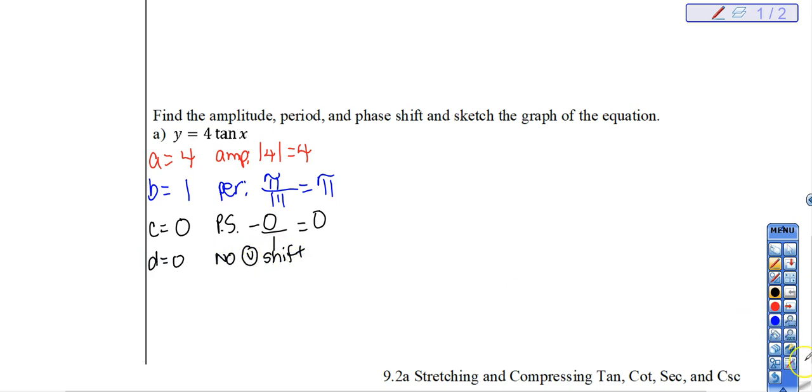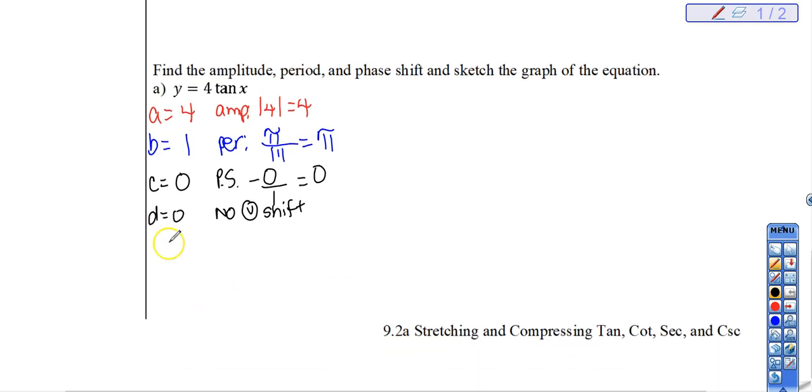So let's indicate that. One other thing I think is important is to use the cycle. So one cycle of the tangent function starts at negative pi over 2, less than your bx plus c. So that's just your x, less than pi over 2. That gives you your asymptotes.